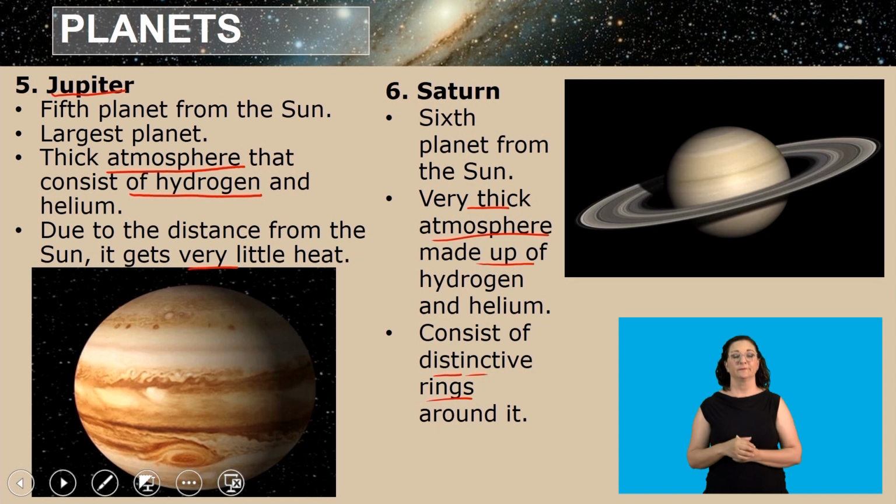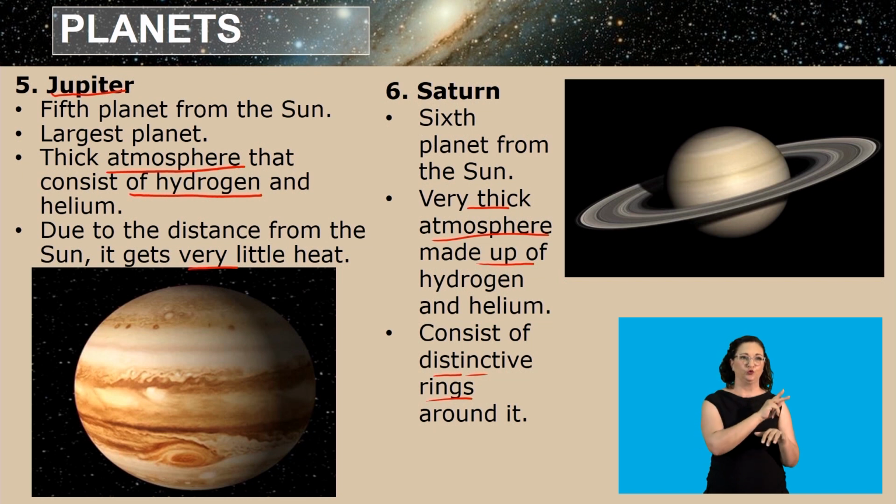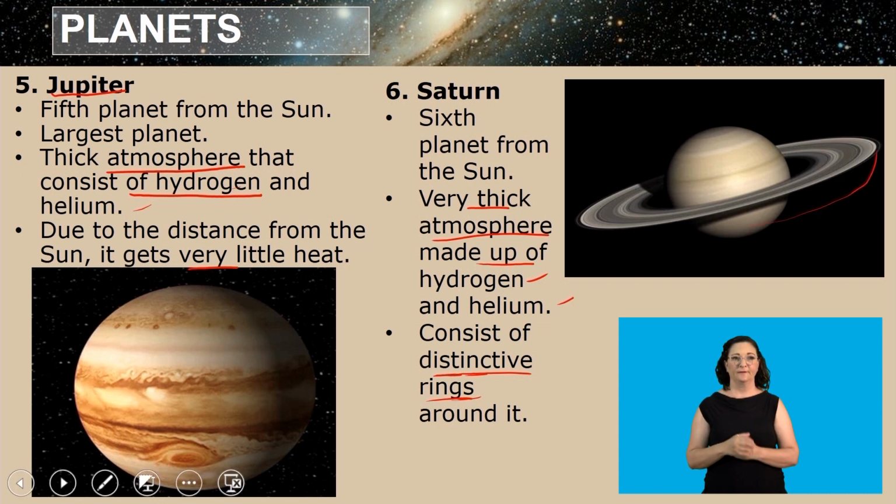If you look at some similarities between Jupiter and Saturn, you'd see that Jupiter, we did say, consists of hydrogen and helium. Saturn also consists of hydrogen and helium. But if you look at their structural differences, Saturn has those distinctive rings around it. As you see in the picture there, it has the distinctive rings around it.